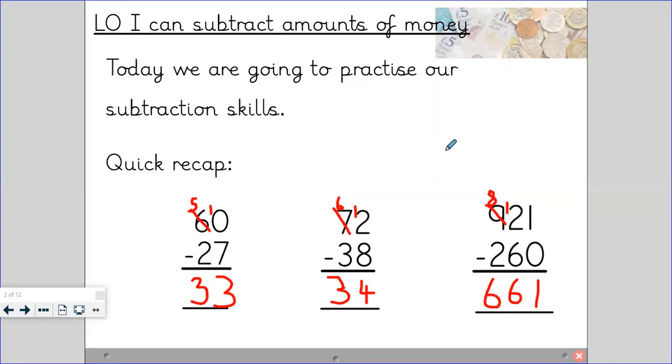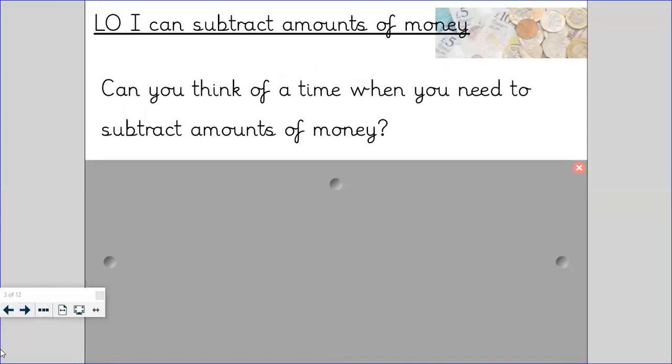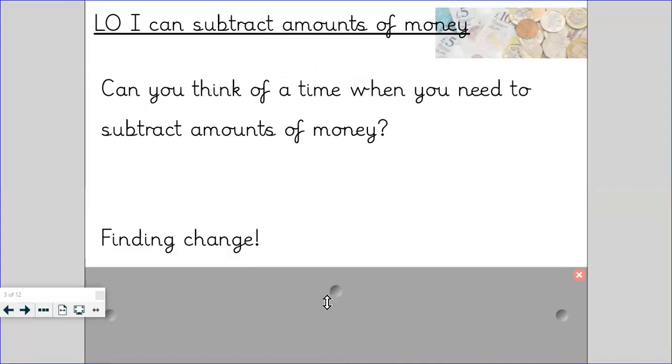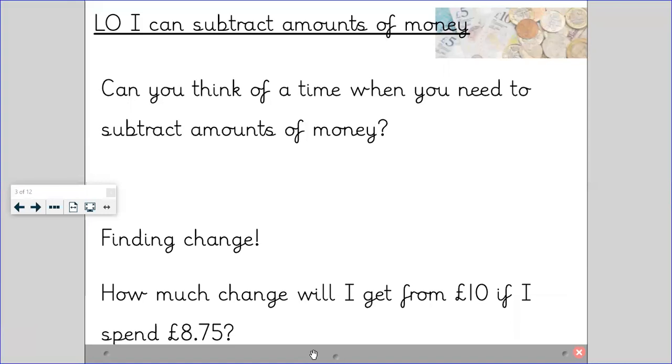Now that is something you've done many times throughout Year 4. How can we apply those skills to subtracting amounts of money? Can you think of a time that you might need to subtract amounts of money? We do this all the time, and sometimes we estimate, but we always need to know how much change we should be given in a shop. For example, how much change will I get from £10 if I spend £8.75? Really common calculations you need to be able to do.